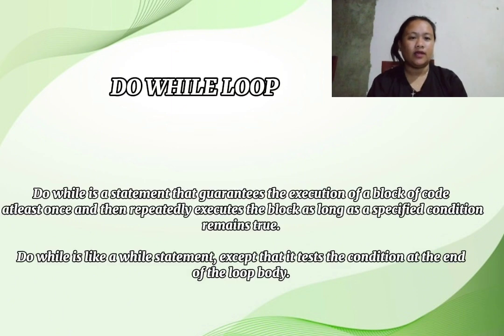And the last one is the do while loop. A do while loop is a statement that guarantees the execution of a block of code at least once and then repeatedly executes the block as long as a specified condition remains true. A do while loop is like a while statement, except that it tests the condition at the end of the loop body.